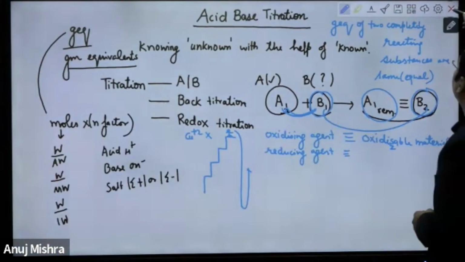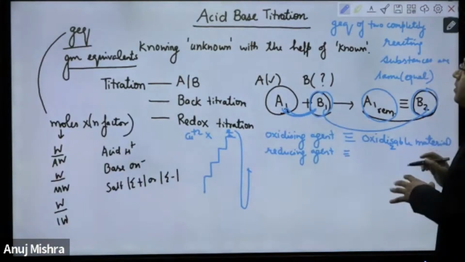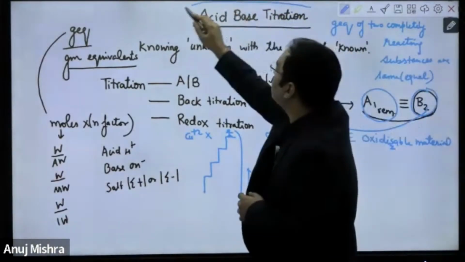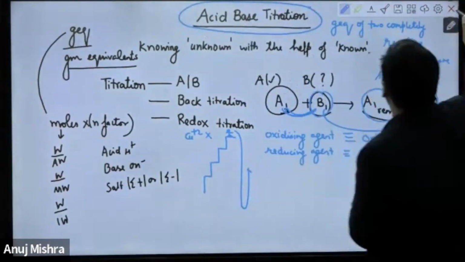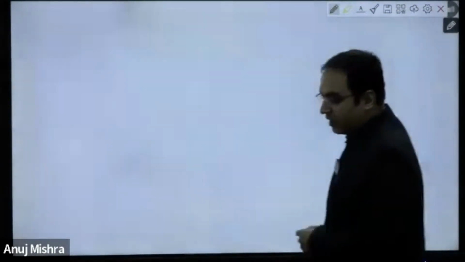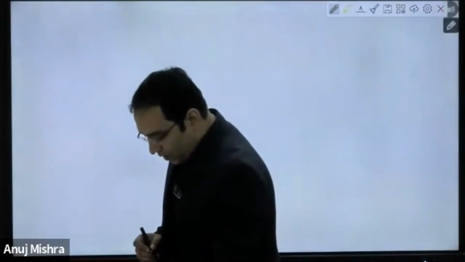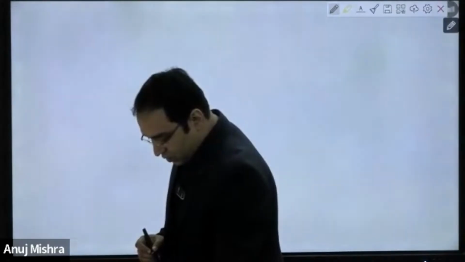Okay, let's start. So in your syllabus there is acid-base titration. In ionic equilibrium we'll do that first. So let's do that, acid-base titration. I hope the context is clear. Did you understand the context of acid-base titration? Okay, let's start with a question.